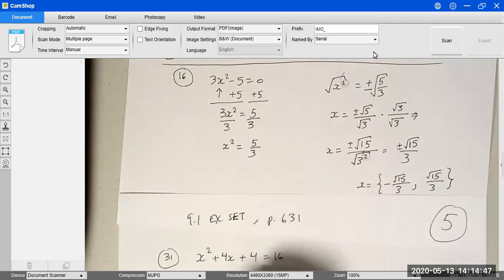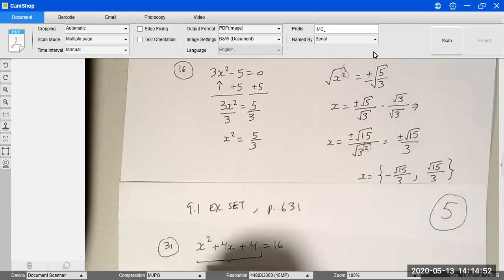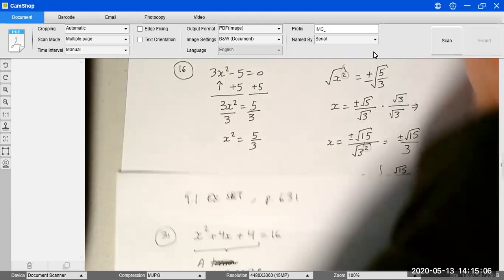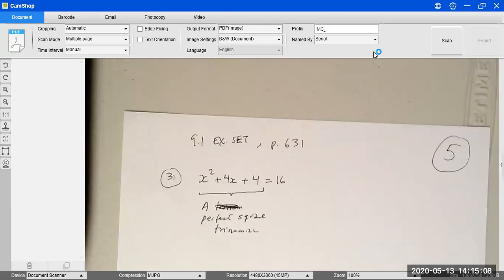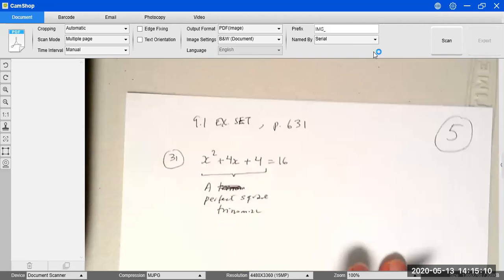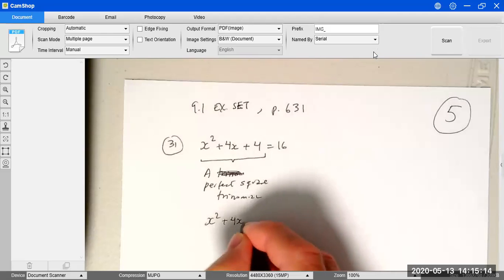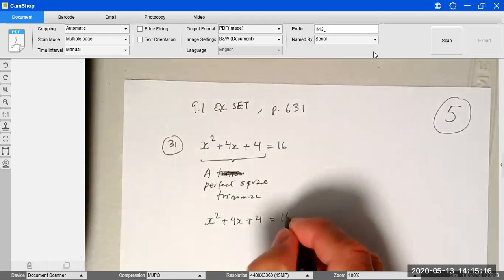So the idea is that this might be a perfect square trinomial. So how do we know that this is a perfect square trinomial? The way that we're going to check that is going to be slightly different than we did before.